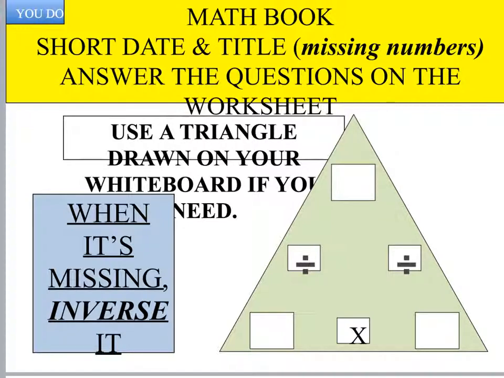I want you to remember to use a triangle drawn on your whiteboard if you need it. There's an example for you. Just remember the rule to, when it's missing, inverse it. Using your maths book, short date and the title Missing Numbers. Answer the questions on the worksheet that's provided.